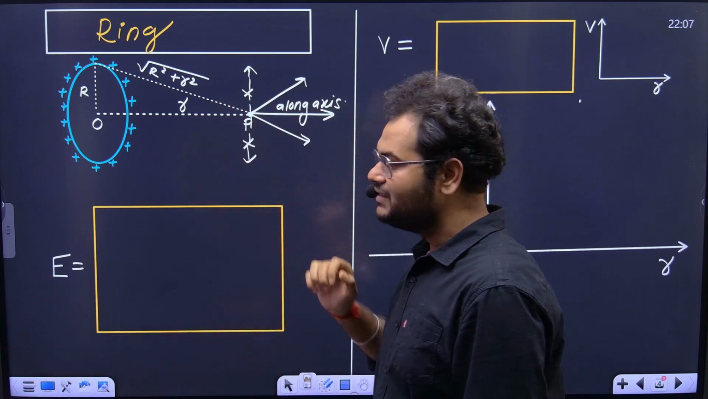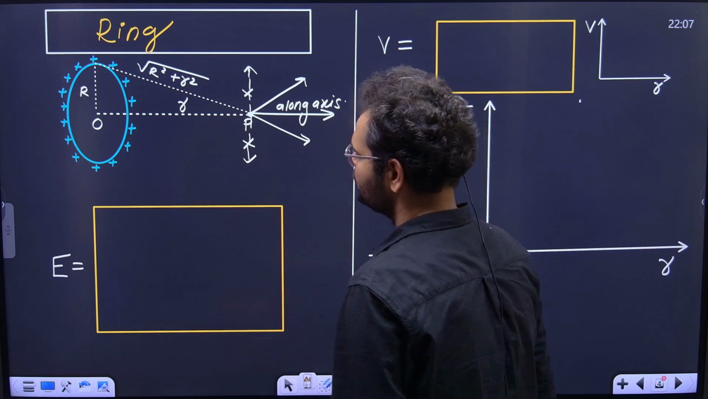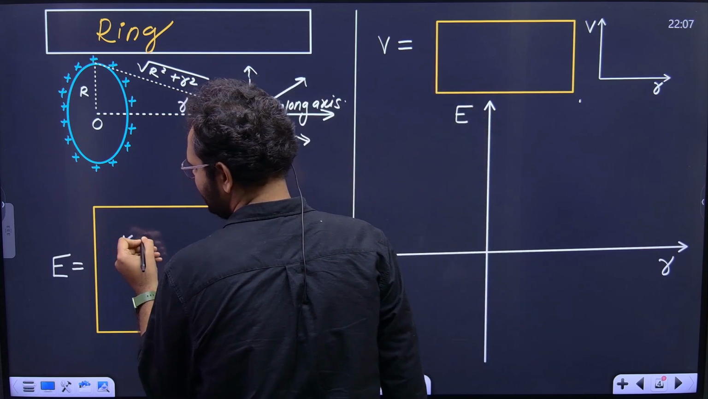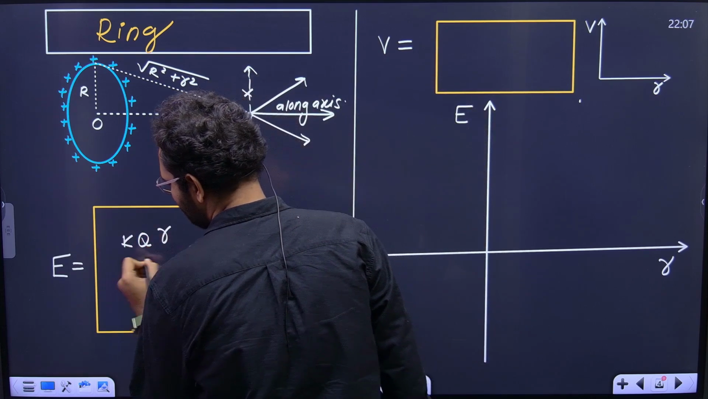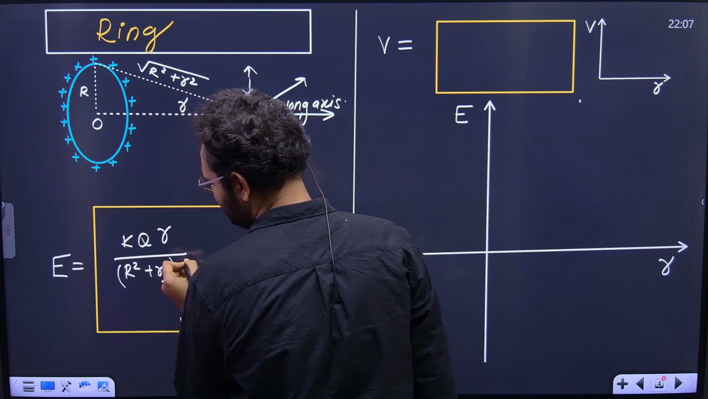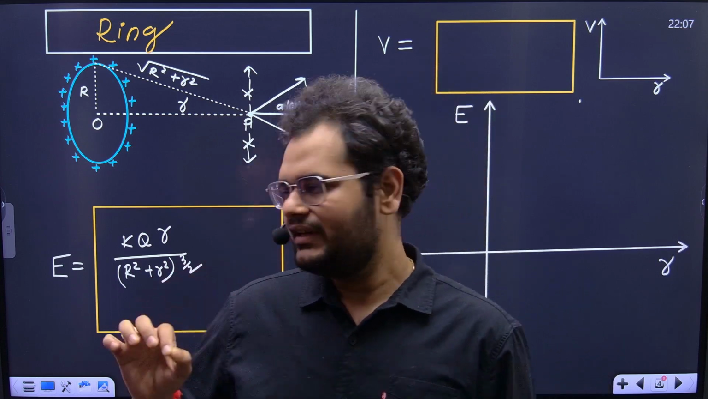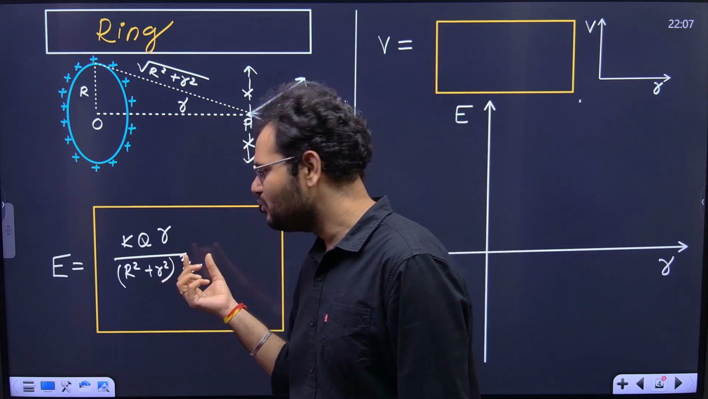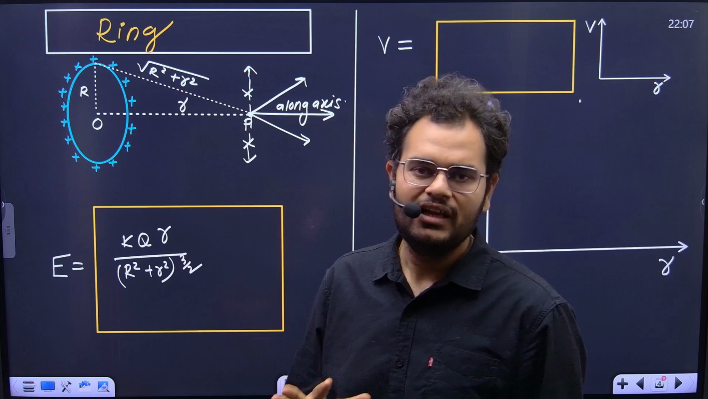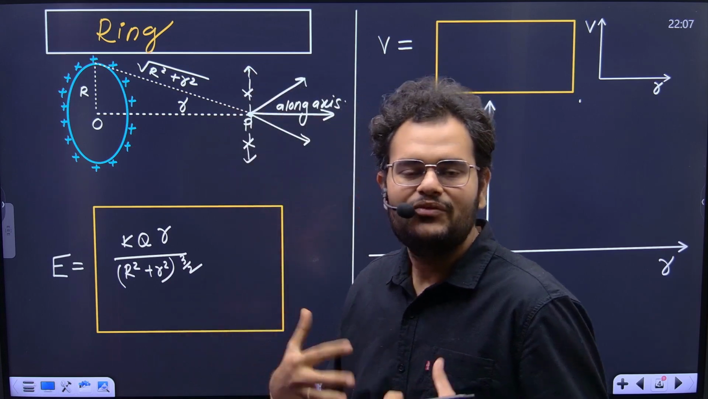Okay, what else? We are here to remember the formula. What is the formula? I will directly write it: kqr upon (capital R square plus small r square) power 3 by 2. So simply remember that in the denominator 3 by 2 power is there. For the ring, write it 2-3 times on paper, then it will be very familiar to you.